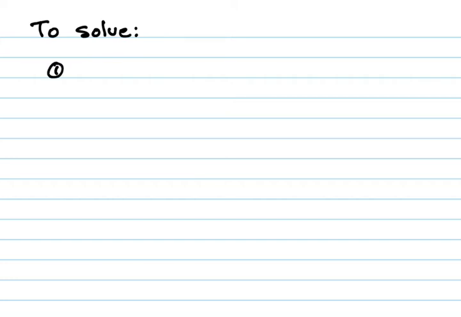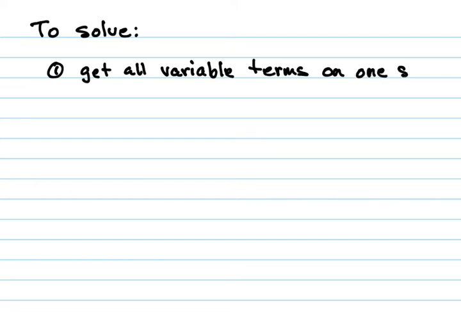So the first step in solving is to get all variable terms on one side. Now, a variable term, remember that a variable simply means a letter. So a variable term is any term that has a letter in it. And notice that it just says on one side. It makes absolutely no difference which side you move them. We typically, though, move the smaller one.